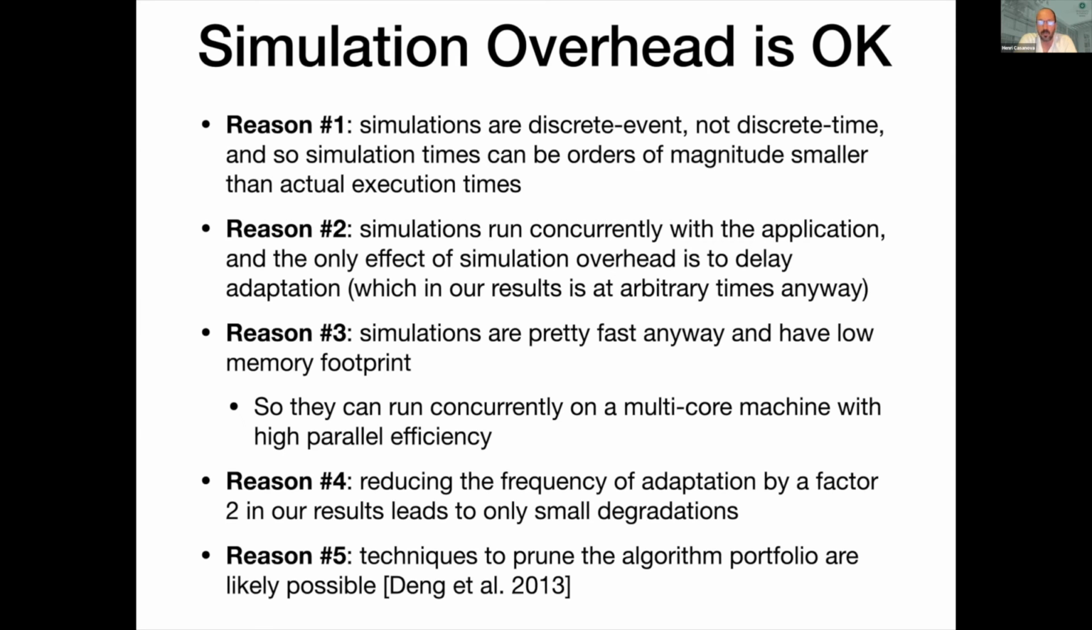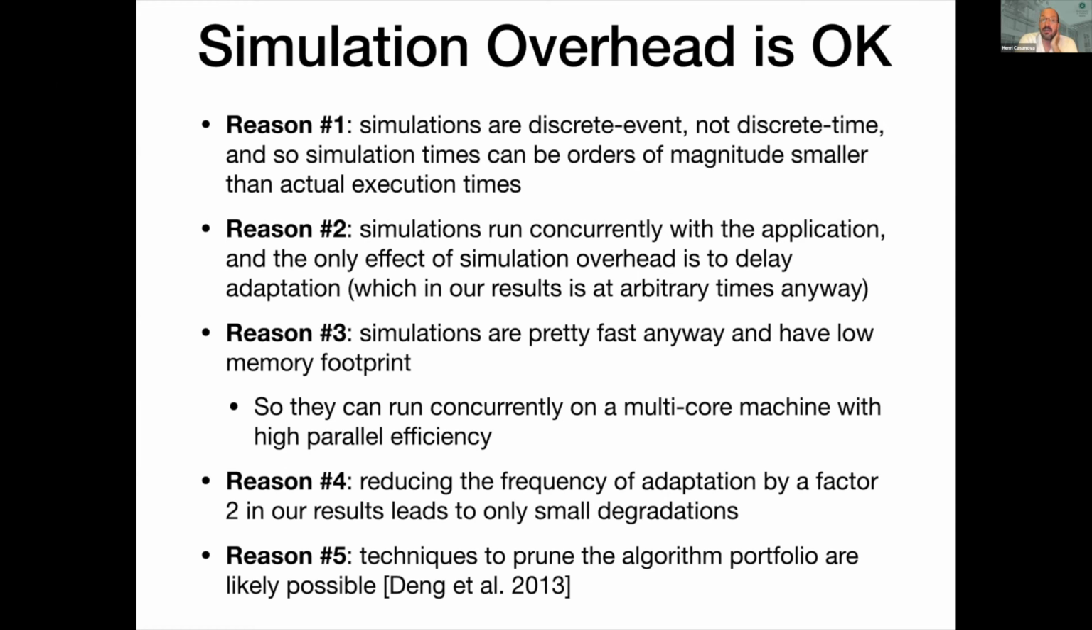Reason number 3, the simulations are still pretty fast and they have a very low memory footprint, at least using the SimGrid and range systems we've been developing. And so that means you can run them concurrently on a multi-core machine with very high parallel efficiency, right? So simulating 36 algorithms, for instance, like we did in this case study, doesn't take much time at all.